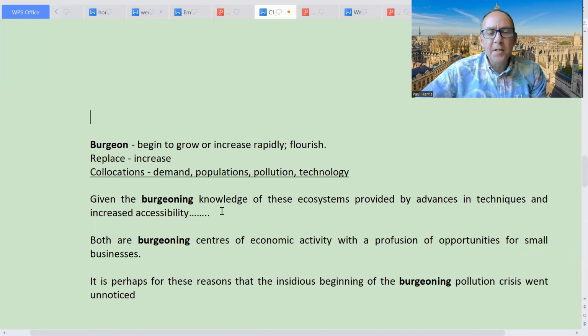Given the burgeoning knowledge of these ecosystems provided by advances in techniques and increased accessibility, both are burgeoning centers of economic activity with a profusion of opportunities for small businesses. It is perhaps for these reasons that the insidious beginning of the burgeoning pollution crisis went unnoticed.